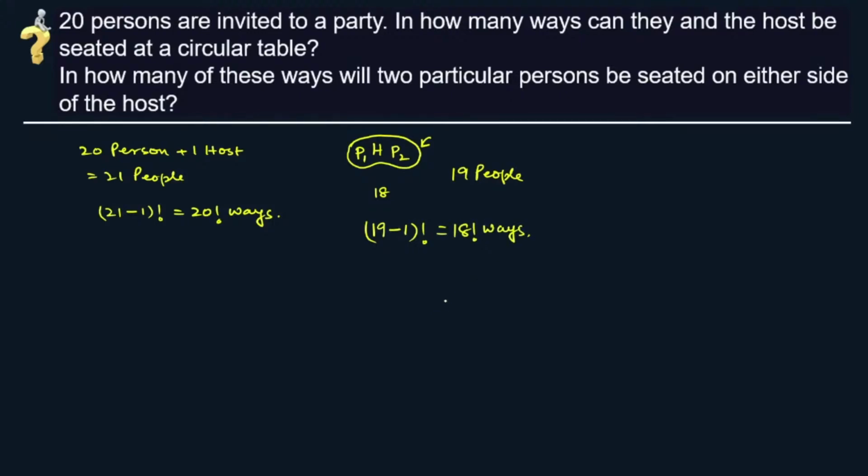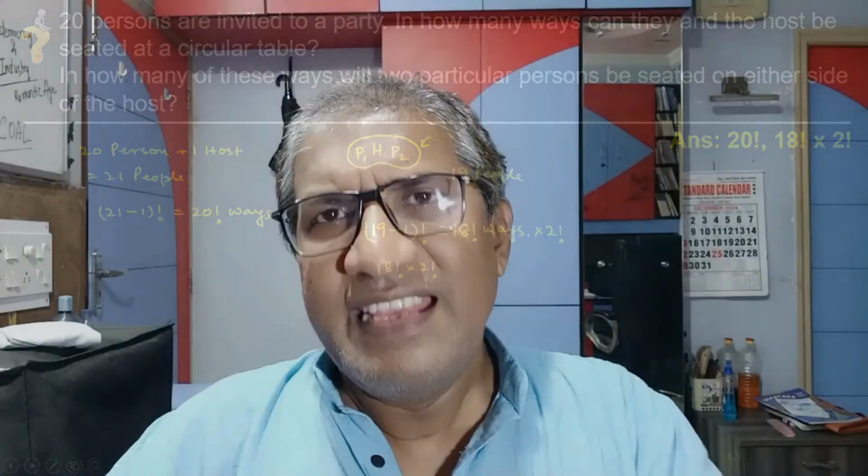But in every arrangement, P1 and P2 can interchange their place. The question is, the 2 particular persons P1 and P2 will be on either side of H. Whether P1 is on the left side of H or the right side of H, it doesn't matter. But P1 and P2 will always be on either side of host H. So P1 and P2 can arrange among themselves in factorial 2 different ways. So the total number of ways will be factorial 18 into factorial 2. Is it clear or not?